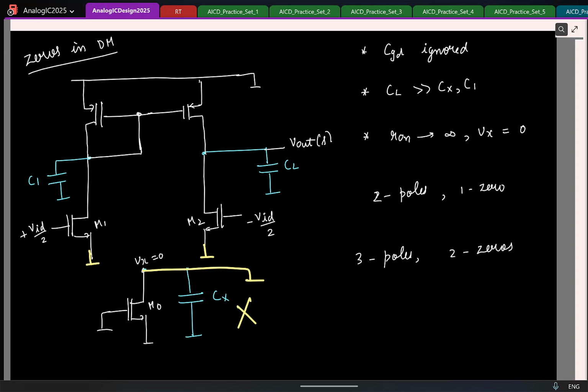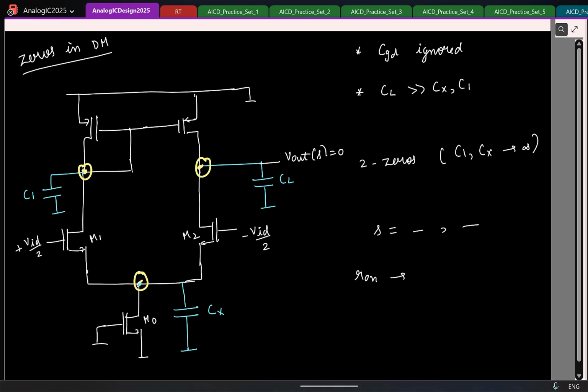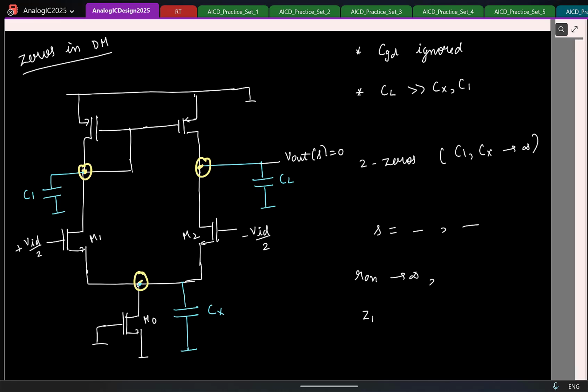That's the only logical explanation, that the additional zero and pole somehow fall on top of each other and cancel if R0 is infinity. And that's exactly what will happen. So in fact, in your practice set, I'll ask you to compute the location of these 2 poles and zeros. You compute the location of these 2 zeros, and then you tend R0 of the NMOS to infinity. Then you will find that one of the zeros will become equal to the pole you computed as 2 Gmn by Cx. So those two cancel.